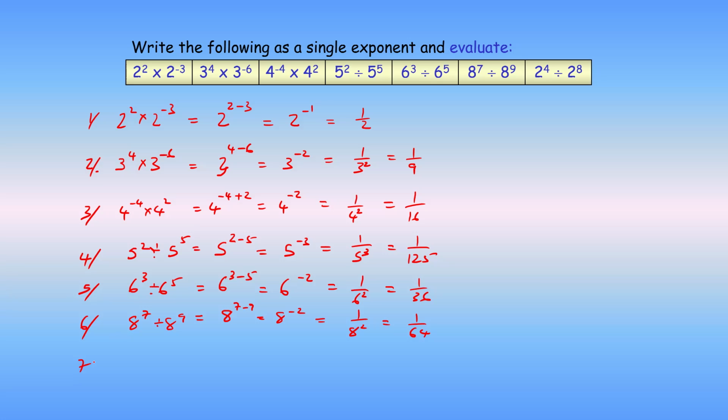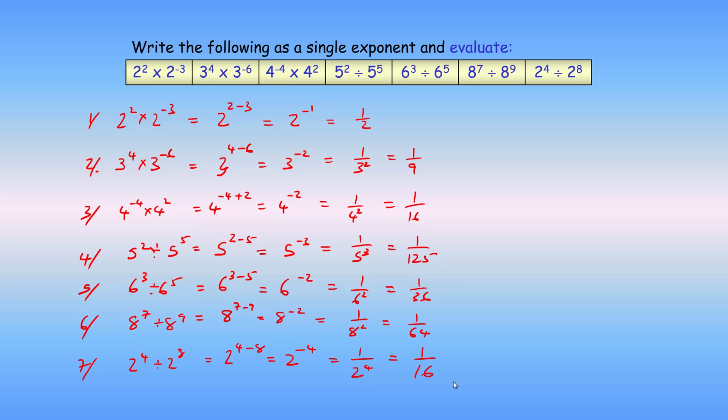And number 7, 2 to the power of 4 divided by 2 to the power of 8 is equal to 2 to the power of 4 minus 8 equals 2 to the power of minus 4, which is equal to 1 over 2 to the power of 4, which is 1 over 16.